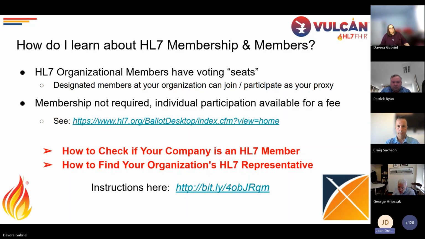How to check if your company's a member and how to find your organization's HL7 representative: Davera has done a great job using Claude AI to put together a document. The instructions are at that link. If you go to that link, there's a whole document on how you can determine it. Basically, there's a membership coordinator at HL7. Linda Jenkins is her name. You basically contact her and say, hey, I'm with organization X. Do you know if we are a member? And if we are a member, can you tell me who my representative is so that I can vote on this upcoming ballot? Next slide.